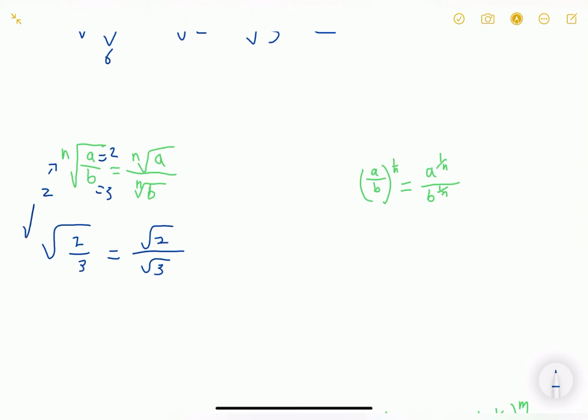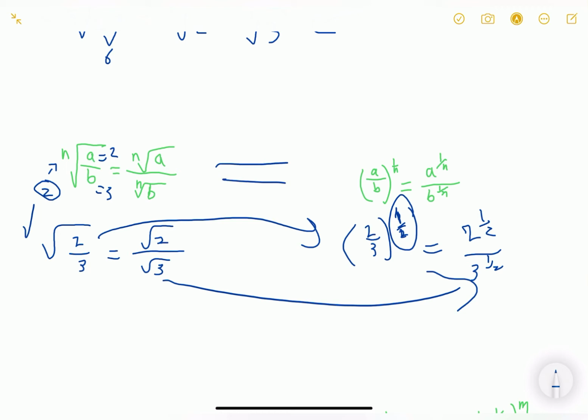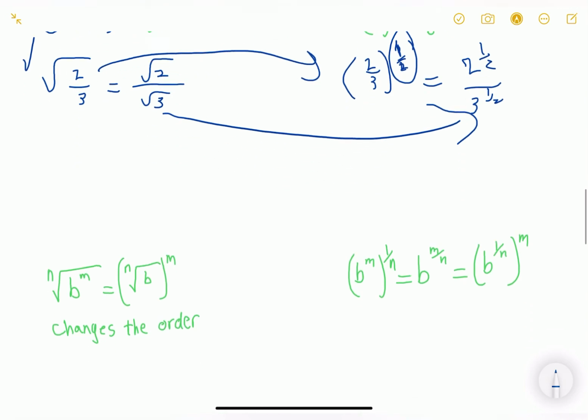Now we prove this point. Let us prove the exponential equivalent. It says that 2 over 3 is the same thing as this, or this, they're all the same thing. Since we said we are using n as 2, the exponential equivalent is 1 over 2. And now we proved that this equals this and this equals this. So the exponential equivalent equals the radical rule. Now let's move on to the third rule.